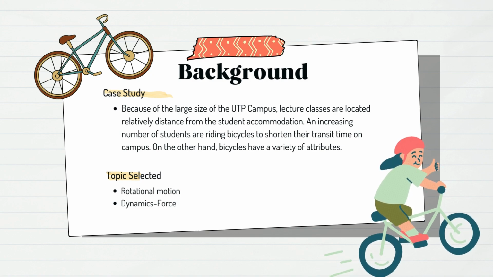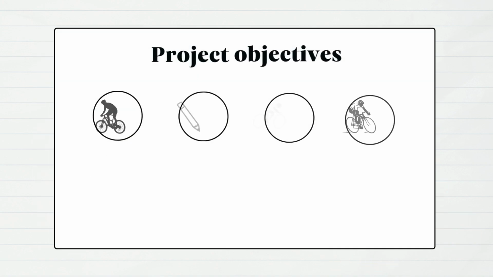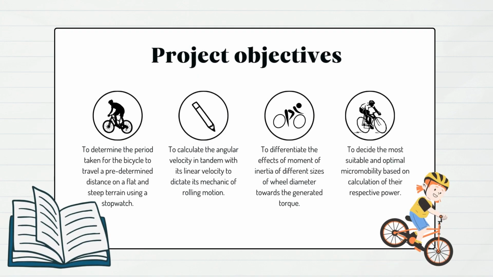So, our case study is to determine which type of bicycle is more suitable for students to ride in UTP campus. The main topic of our case study are rotational motion and dynamic and force. In this project, our first goal is to determine the period taken for the bicycle to travel a predetermined distance on both flat and steep terrain.